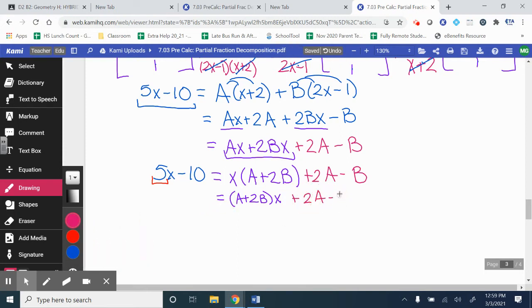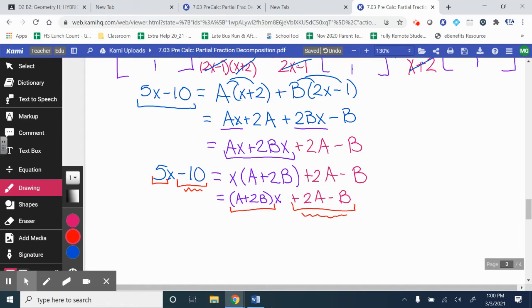Plus 2a minus b. So here, in front of my x, my coefficient is a plus 2b. So those match up together. In the constants, 2a minus b would match up with your negative 10. So that's where we're going to get our two equations. Again, we're matching up the coefficient of x with the coefficient of x and the constant with the constant.